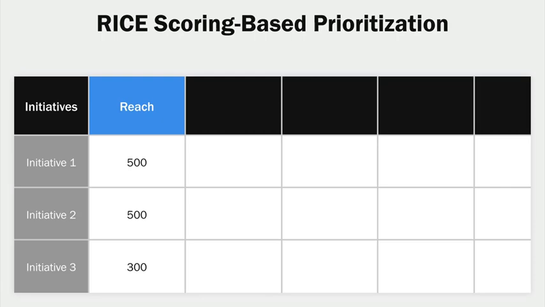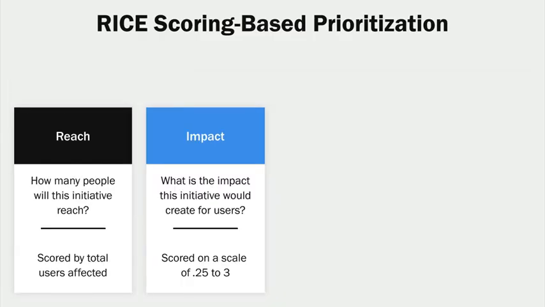Let's say we have 3 hypothetical brainstormed initiatives. Initiatives 1 and 2 are widely applicable, but somewhat incremental initiatives. Initiative 3 is a more niche but large impact initiative. Quantifying this, Initiatives 1 and 2 might reach 500 users. Initiative 3 might reach slightly less at 300 users.